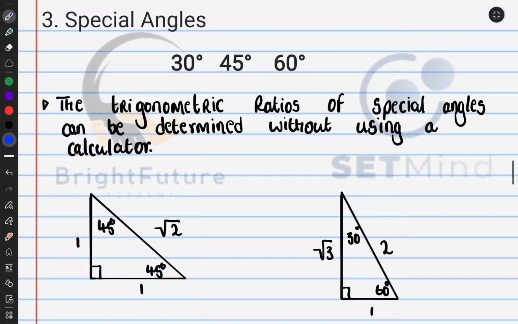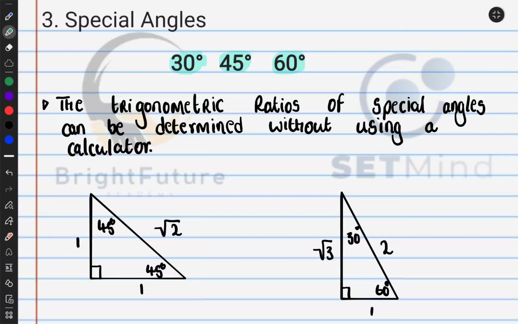Next we have special angles. So what are special angles? We're going to be dealing with mostly these 3 special angles, which are 30 degrees, 45 degrees and 60 degrees, but we also have 0 degrees and 90 degrees, which would be introduced as you go into grade 11. But what makes these three angles special?